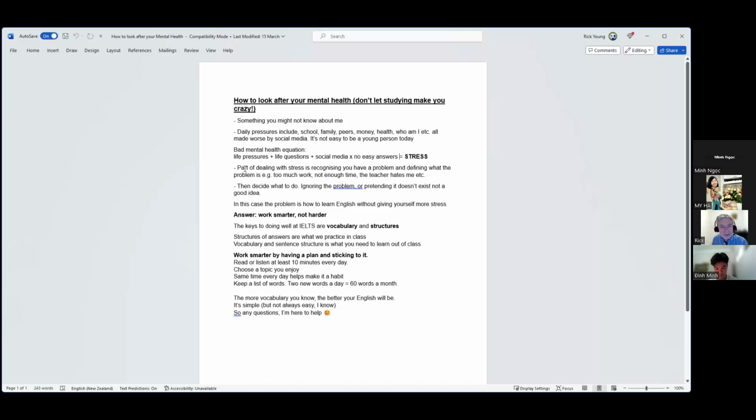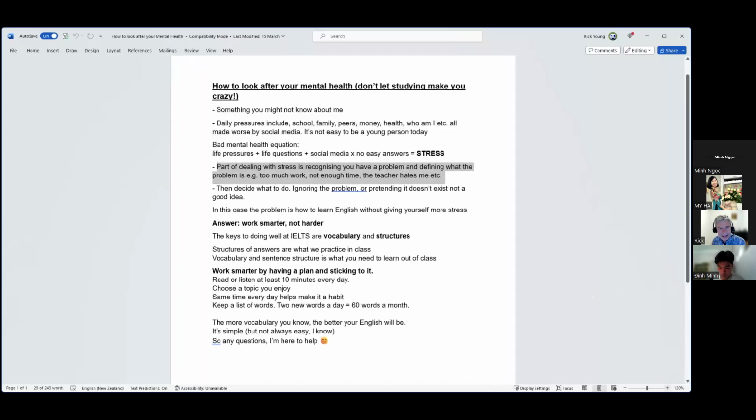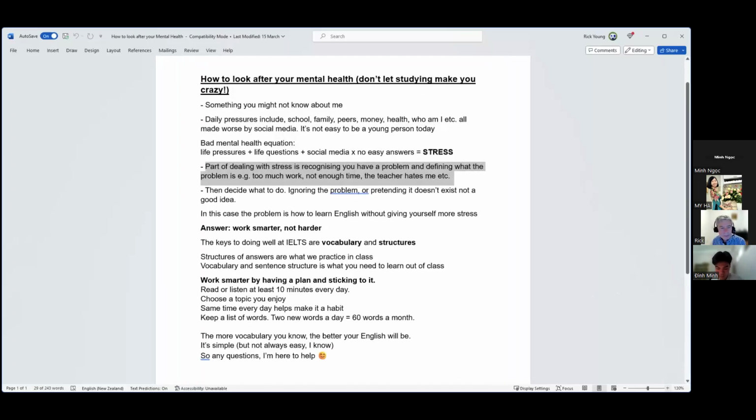Part of dealing with stress, okay, is... Ming Nok, can you read this for me, please? Yes. Can you zoom it out a little bit? I certainly can. How's that? Yes, I see it clearly.